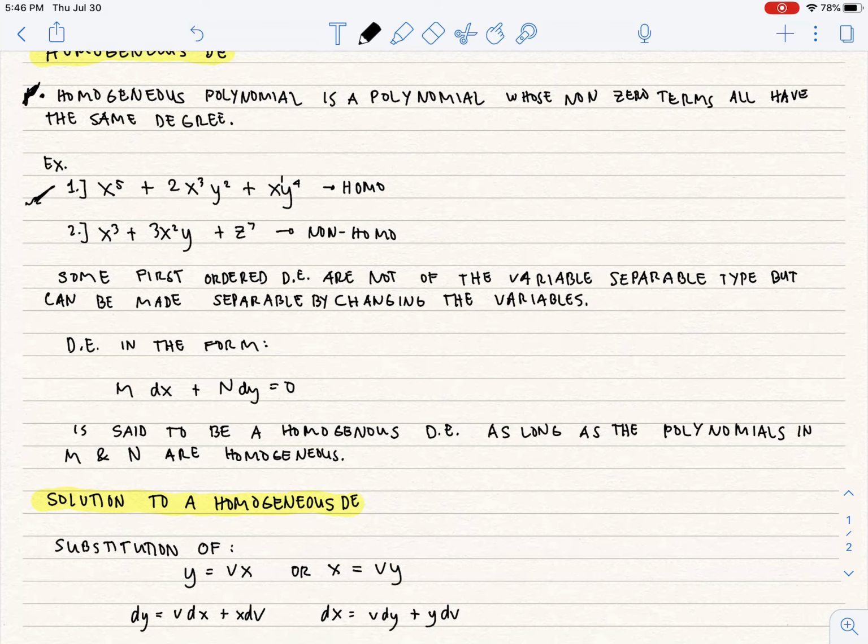Polynomial lang ni siya. Kumbaga gina-explain lang nato ang concept sa homogeneous polynomial kaya ma-apply na siya sa homogeneous DE.